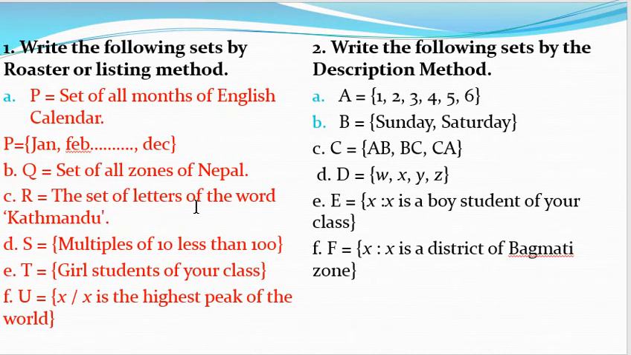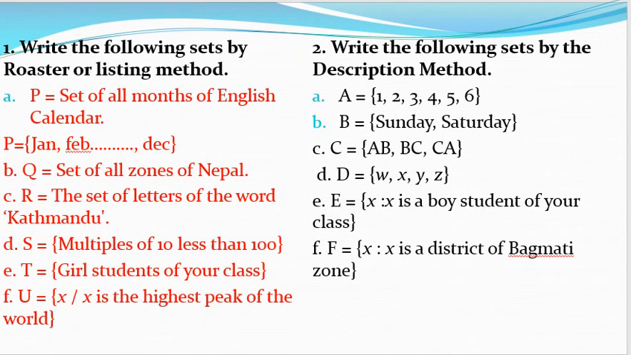R equals the set of letters of the word Kathmandu. So you have to write the set of letters of the word Kathmandu: K, comma, A, comma, T, comma, H, comma, M, comma, N, comma, D, comma, U. Then curly bracket closed. Like that you have to write.